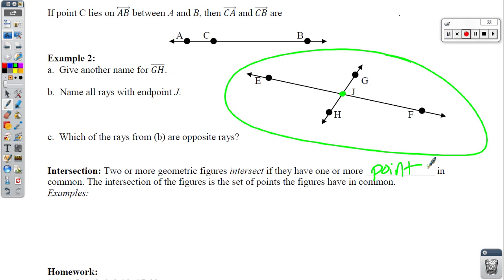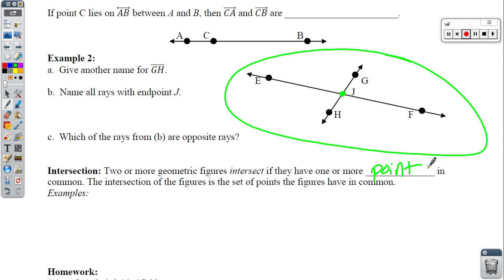Now, we could also have more than one point if we have different objects other than lines. So, for example, if we look at the walls of a room, if you look at two walls in a room meeting at a corner, they meet on a line. So there's not just one point. You could actually draw, if you were allowed to draw on the walls, you could take a marker and draw a line down where those two walls meet.